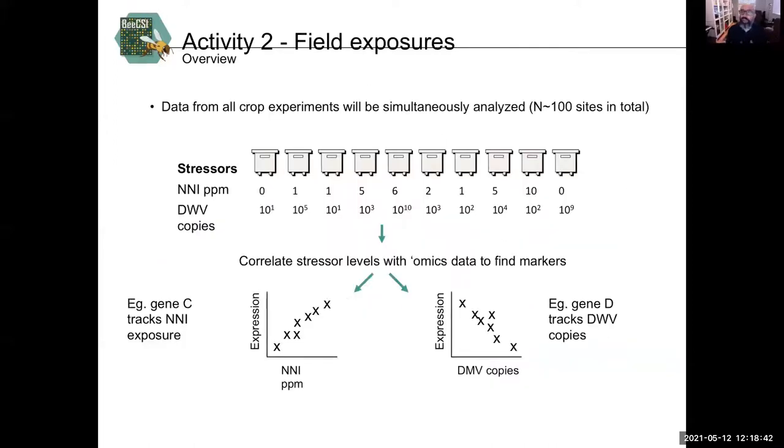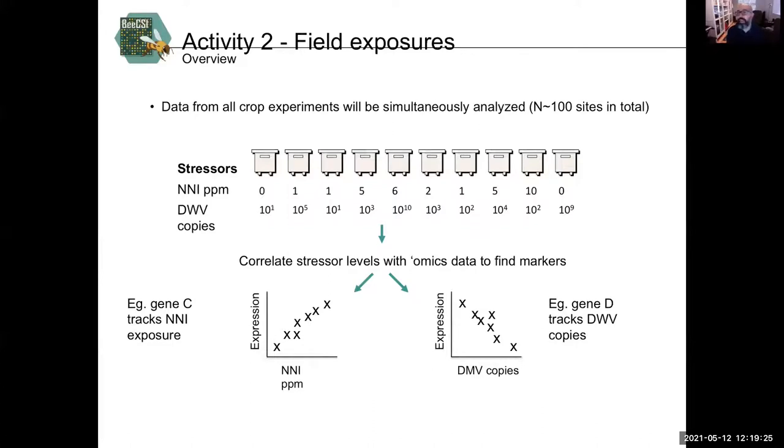We're also using the correlation structure in the data set to detect additional markers. Imagine we have all of these colonies across Canada where we have known levels of pesticides, pathogens, et cetera. We could correlate these differences between colonies in a specific stressor against our gene expression data and look for genes whose expression co-varies with a specific stressor. So for example, gene C might track exposure to a specific pesticide, or gene D here might be tracking deformed wing virus copies in our colonies.